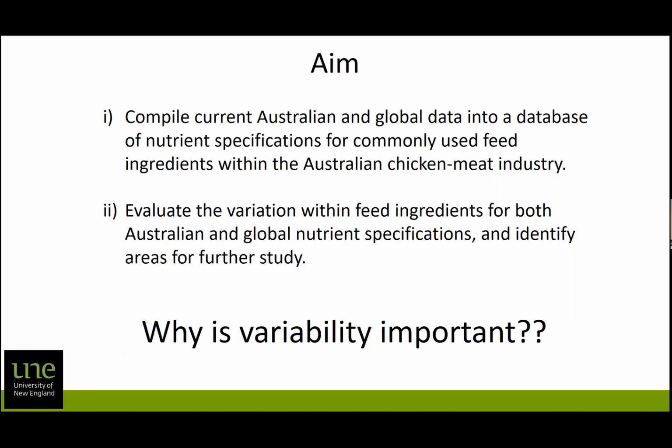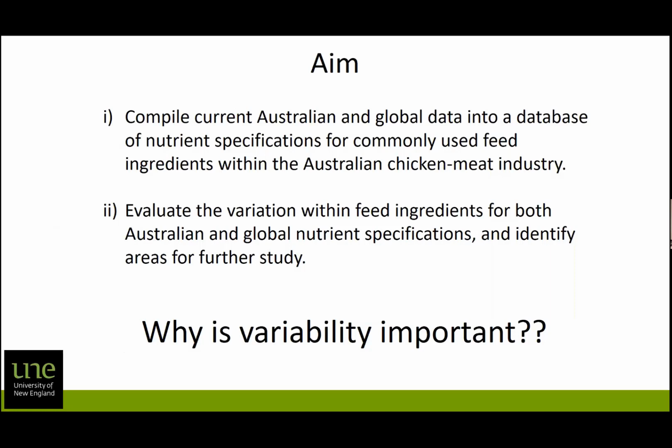The aim of this project was to compile Australian and global data to create a database of commonly used feed ingredients within the Australian chicken meat industry. That was only the first part of the project. The second part was then to go further and evaluate the variation within feed ingredients for both Australian and global specifications, and importantly, identify areas for further study.